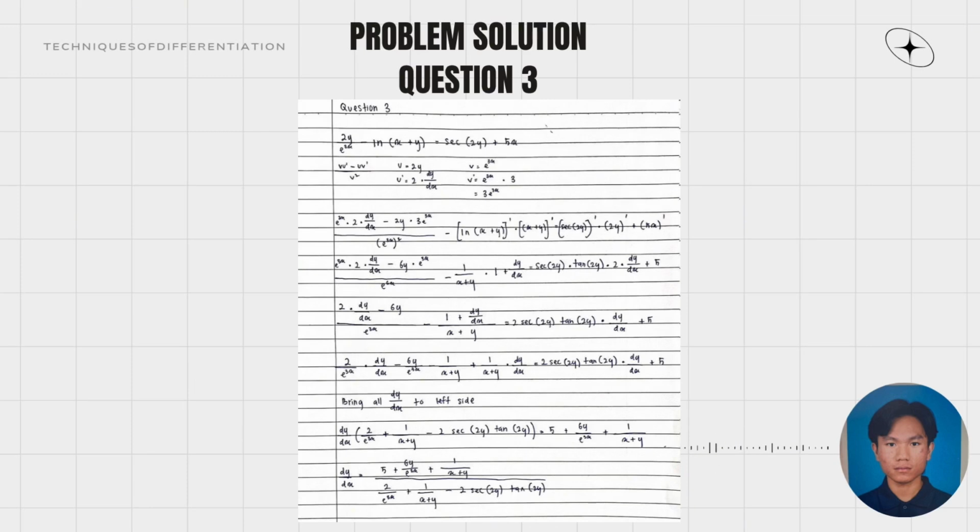Now applying the quotient rule, we get e to the 3x times 2 dy by dx minus 2y times 3e to the 3x, all divided by e to the 6x. We can simplify that to 2 dy by dx minus 6y all over e to the 3x.